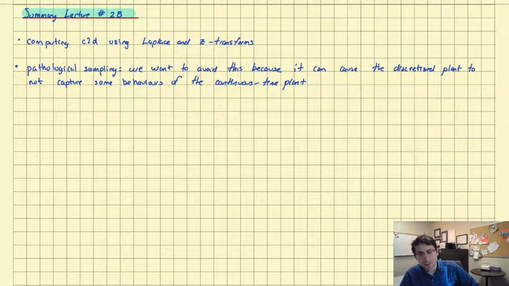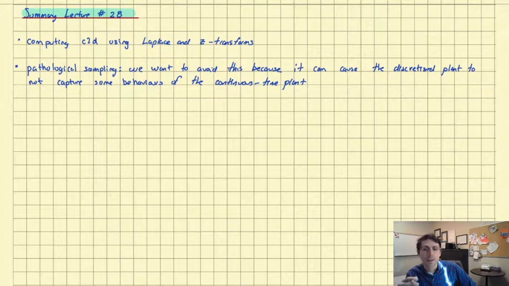Okay, last class, what did we do? We talked about computing the step invariant transformation using Laplace and Z transforms. Now remember, we're going to be doing direct design. We're going to be designing controllers in discrete time. And when we do that, we want to discretize the plant, and we will always use the step invariant transforms, i.e. C to D, to discretize the plant. We will not use any other method for discretizing plants.